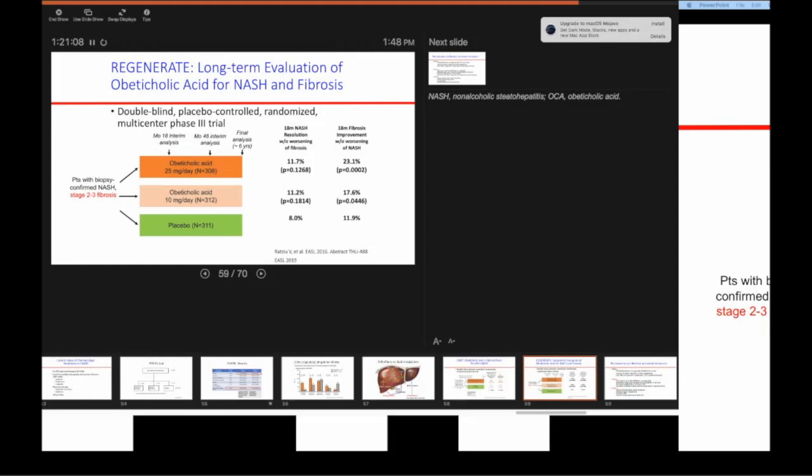Unfortunately, the phase 3 trial, the Regenerate trial, the data just came out earlier this year, and they kind of lost that NASH resolution effect that we were so happy about. They also looked at different doses to get rid of those side effects of pruritus, so 25, 10, and placebo. The NASH resolution fell out. It wasn't there, but there was an improvement in fibrosis. Okay, so it seems like it's more of an anti-fibrotic compound than a NASH resolution compound. So maybe this drug in conjunction with a GLP-1 or something along those lines may be beneficial down the road.